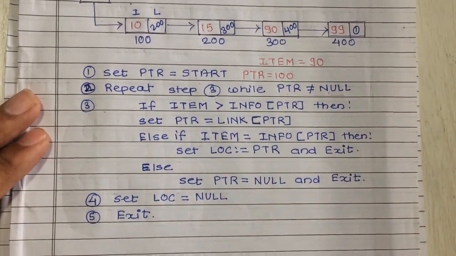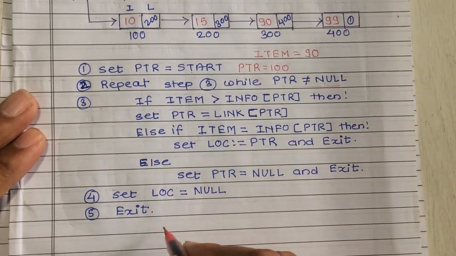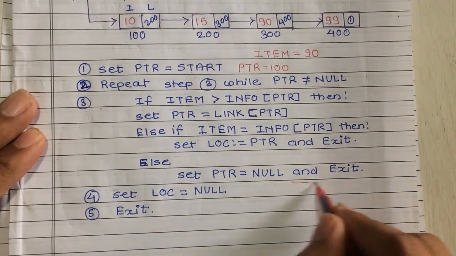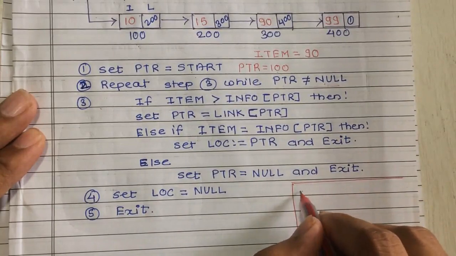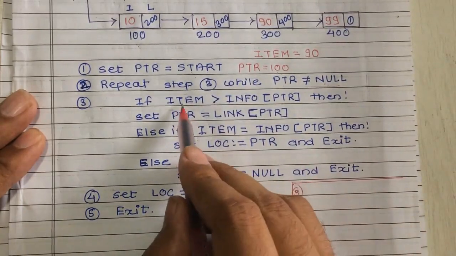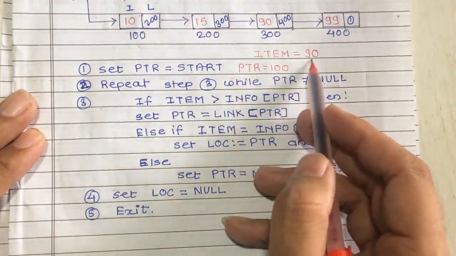I will write over here the value for step number 3. Just check step number 3. In step number 3, what do we have? Item is greater than info of PTR. What is the value of item? Item is 90.